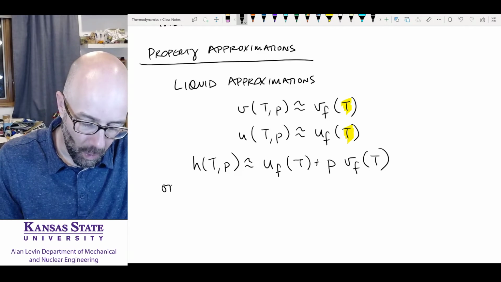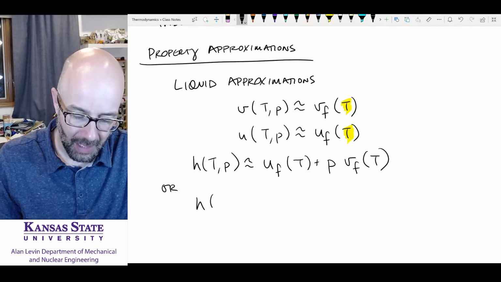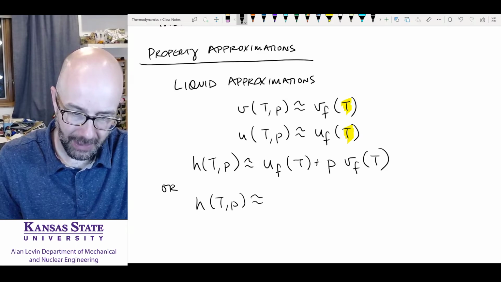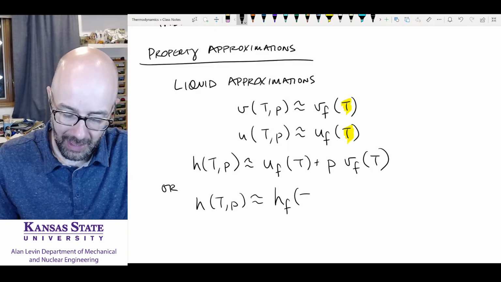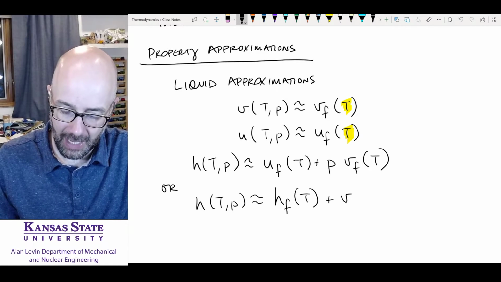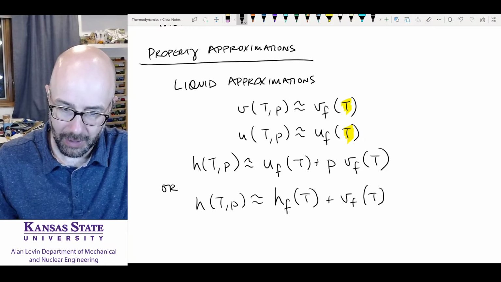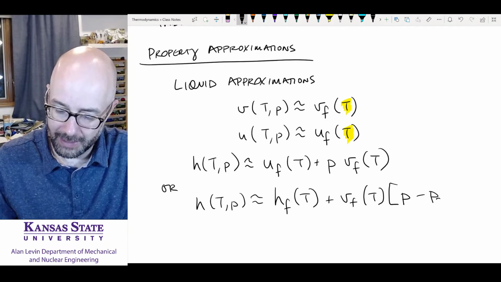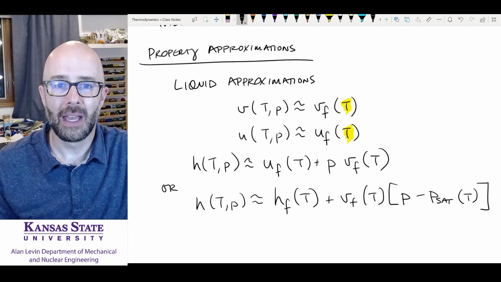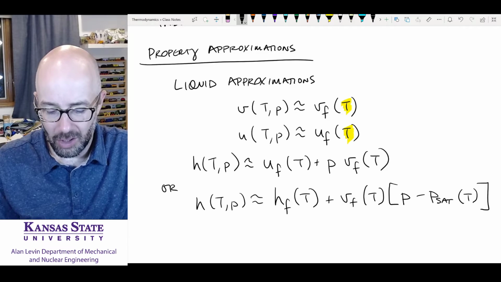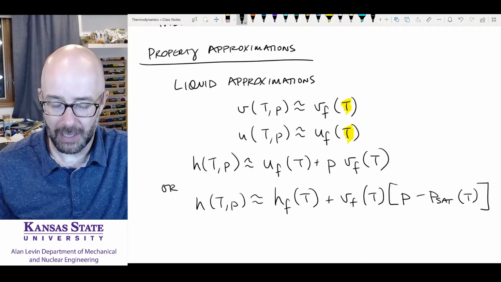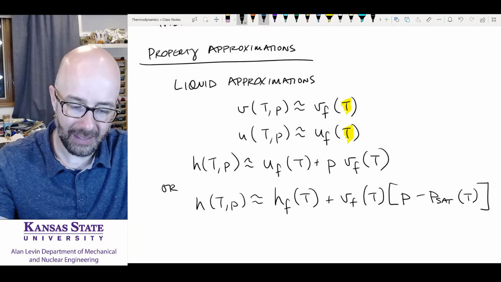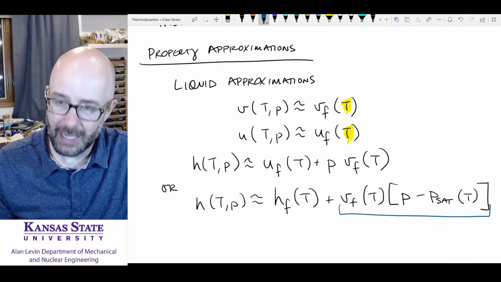However, we can also say that the enthalpy at a temperature and pressure is approximately equal to the enthalpy of the saturated liquid, looked up at the temperature, plus vf, looked up at the temperature, times P minus P saturation at that temperature. This is another way to look at it. If you don't want to use the definition of enthalpy as U plus PV, and you want to look it up in terms of enthalpy, we have to add this term here.